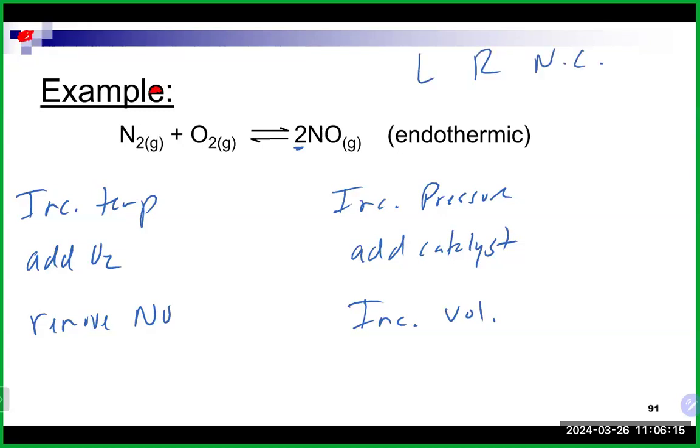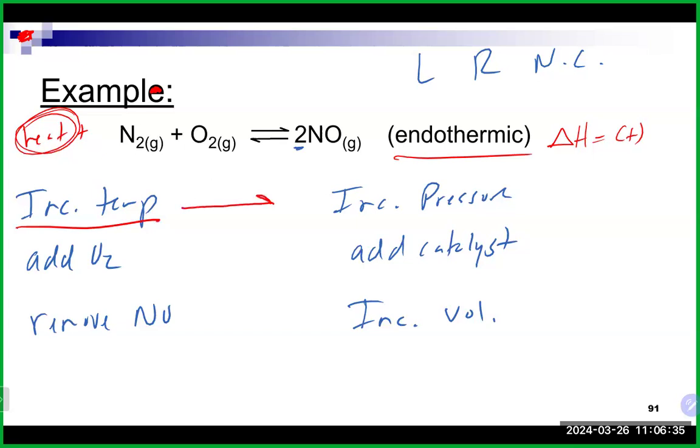So we'll start with increasing the temperature. It tells us it's endothermic, which means my delta H should be a positive number. That also means that heat and energy should be a reactant or product. Should be a reactant. So now when we increase our temperature, that would again be like increasing our reactants, which should cause it to go away and the forward reaction to basically occur in this case.